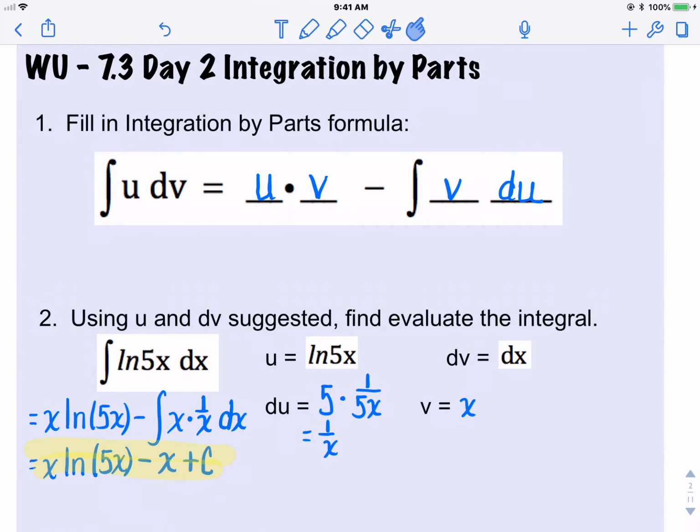If you're back, then you're back to check. So these are the things we worked on yesterday. Number 1 is just the formula, and number 2 then is picking the u and the dv for you, and then completing that process and simplifying it. So again, pause the video where you need to.